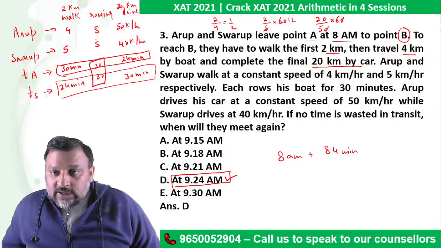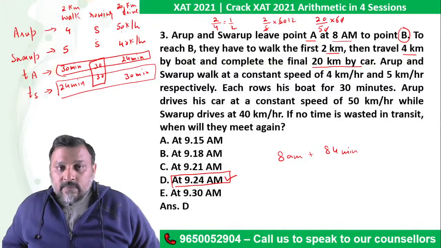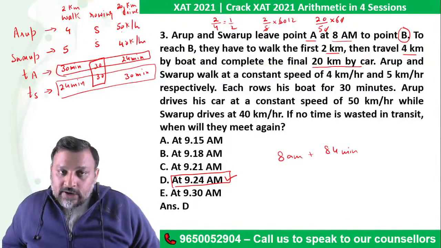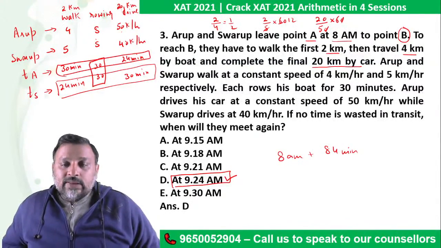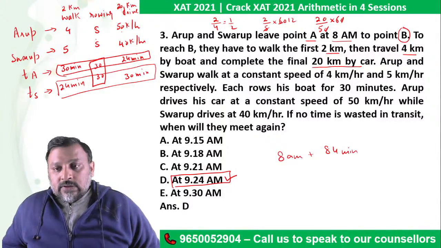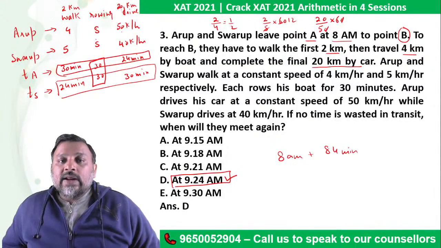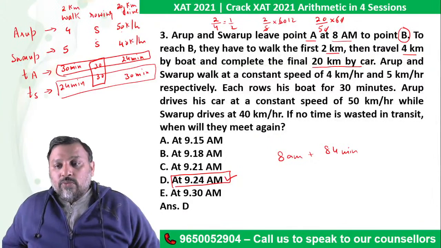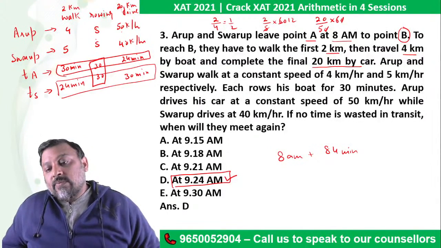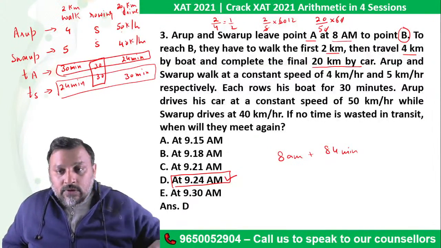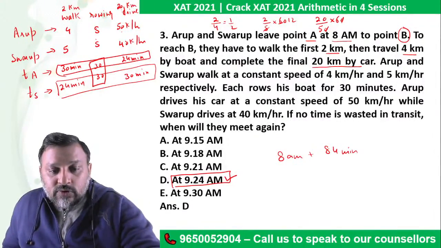Is this clear, Satish? You need to find their walking time first and their driving time first. And the sum of walking time and driving time is coming out to be same for both. So that means they will meet at the end of their journey. Okay, very good, Satish. So let's move to the next question now.